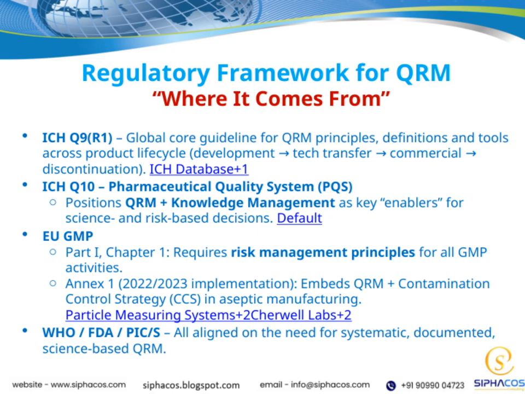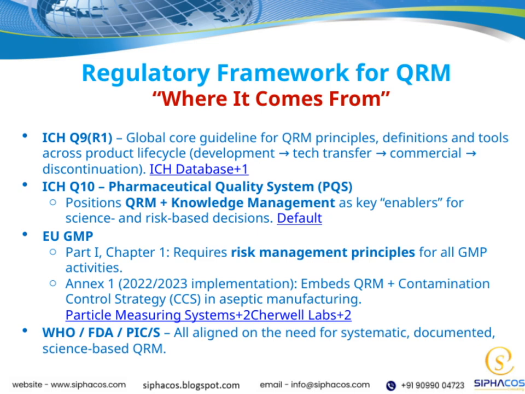And with the recent Annex 1 updates, implemented in 2022 and 2023, QRM and the Contamination Control Strategy, or CCS, are embedded into aseptic manufacturing processes. This highlights how risk management is integral to ensuring sterility and product quality. Furthermore, global authorities like WHO, FDA, and PIC/S all agree on the importance of systematic, well-documented, science-based QRM. They recognize that a structured approach to risk management is essential for maintaining high-quality pharmaceutical products.